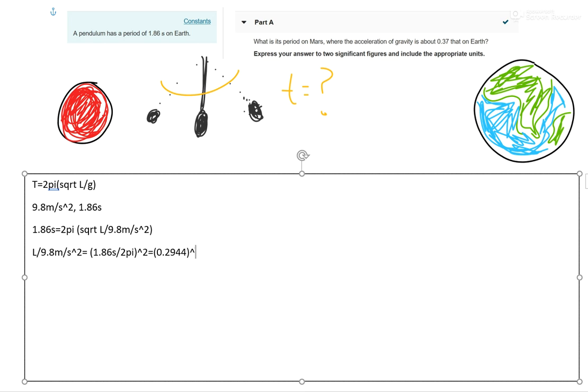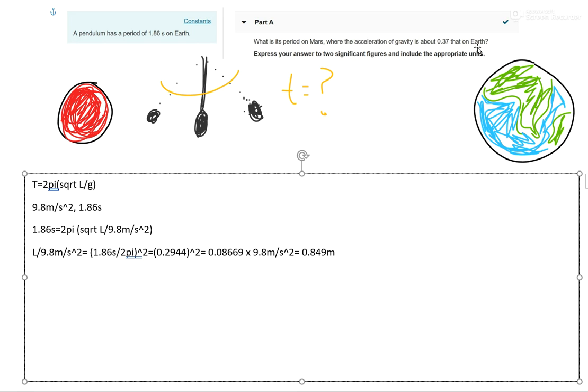If we solve for this right here, we get 0.2944, and if we square that, we get 0.08669. And to get L by itself, we just multiply the gravity to our constant here. So 0.08669 times 9.8, and we get the length, which equals 0.849 meters.